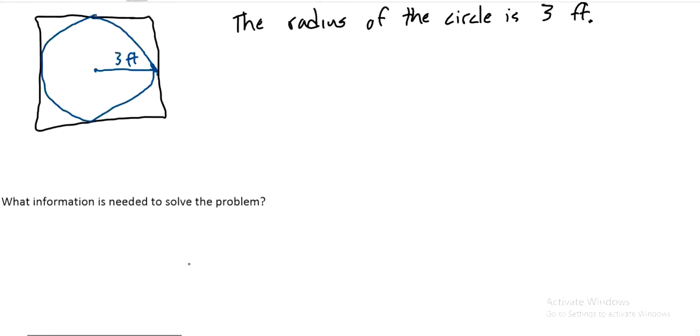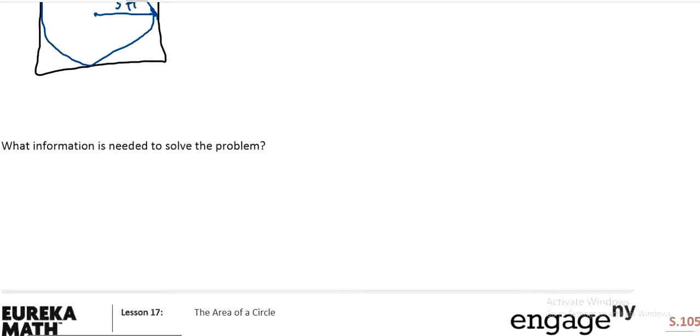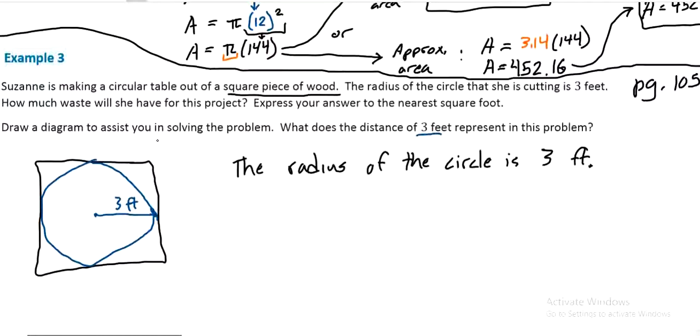So then it says, what information is needed to solve this problem? Remember, the problem they're asking us to solve is how much waste will she have for this project? How much wood will be left over after she cuts the circle out? So the amount of wood is the space. The space is the area. So we need some area in here.